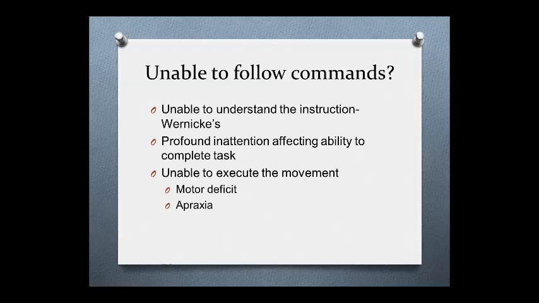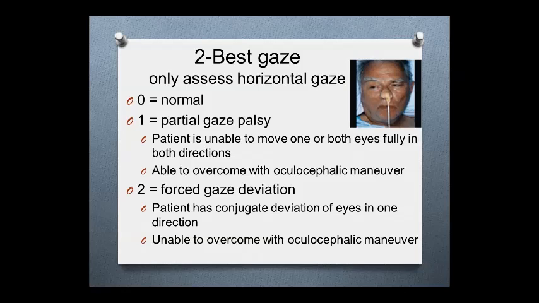So after the level of consciousness section, we move on to gaze, and this, of course, is related to cranial nerve function. The most common type of gaze affected by stroke is horizontal gaze, so that's what is tested. You're holding your finger up and asking them to follow your finger as you move it from side to side.